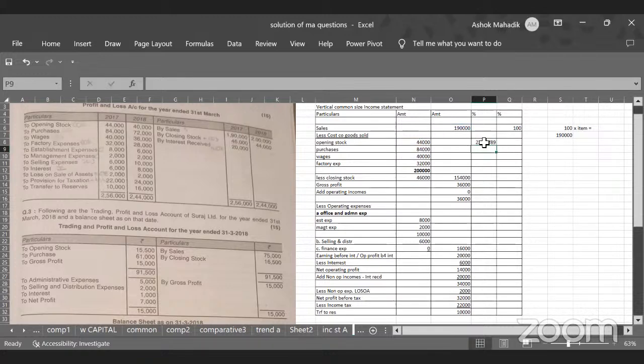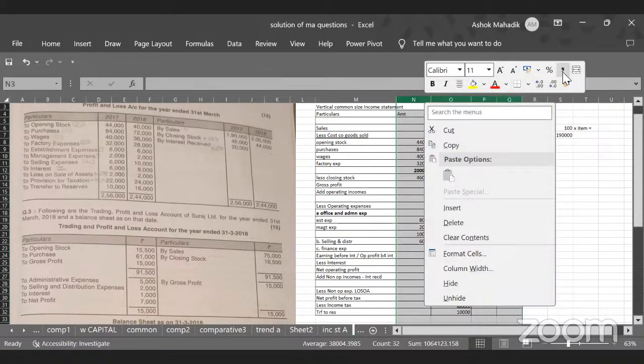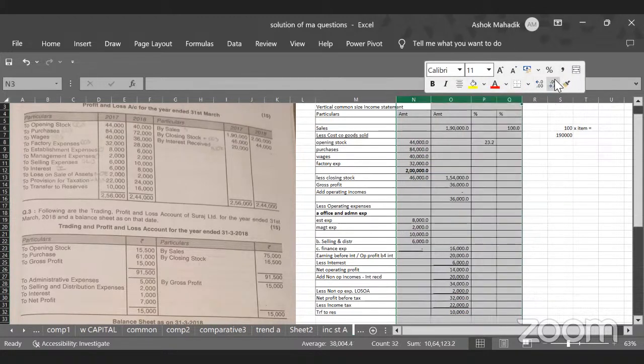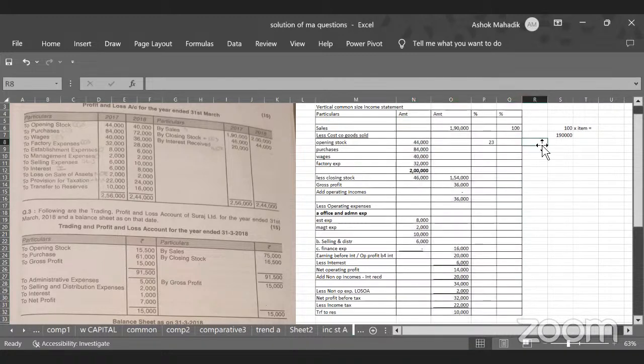I'll reduce it to without any decimal points. So now in the same way I will calculate for all. Once you get the answer, directly enter 84,000 and press it. You get the percent. Then directly enter 40,000 and press it. So this way you can convert all the percentages for the vertical common size income statement. Clear, students?